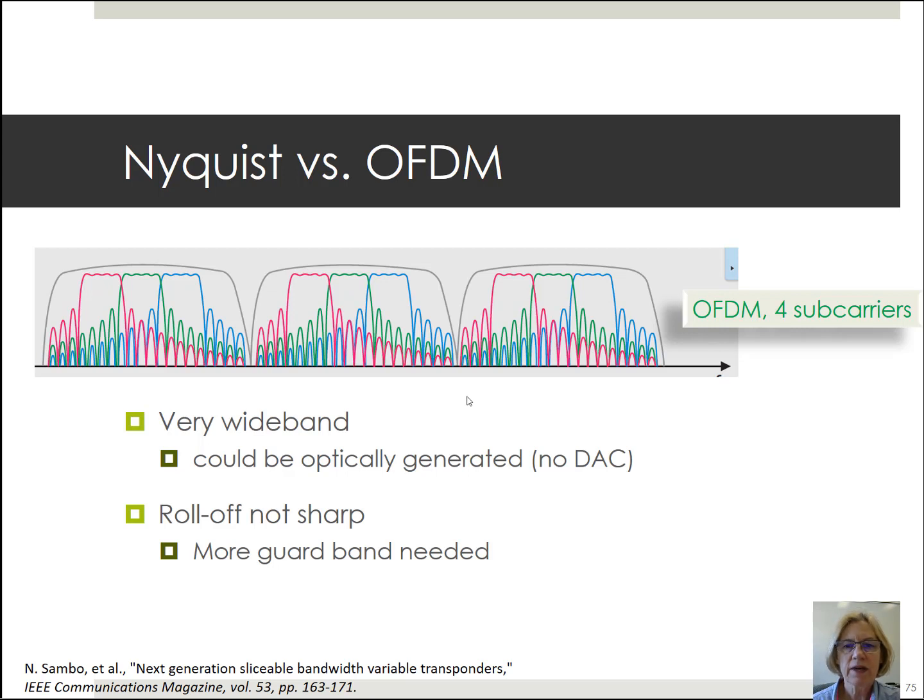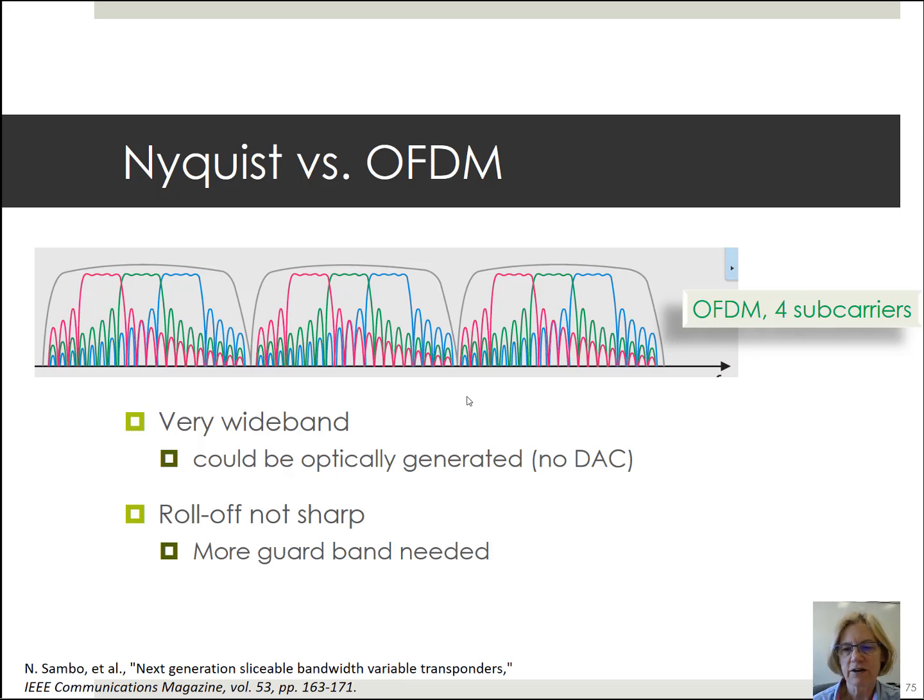So let's see how we can compare these different options on achieving programmable, reconfigurable, very high capacity solutions at the optical physical layer. So let's start with the optical generation of OFDM. In this illustration, as I mentioned, we would have 4 subcarriers per OFDM signal, and here we have 3 of these optically generated OFDM grouped together in a super channel. And what we notice about this version is that it's very wideband.